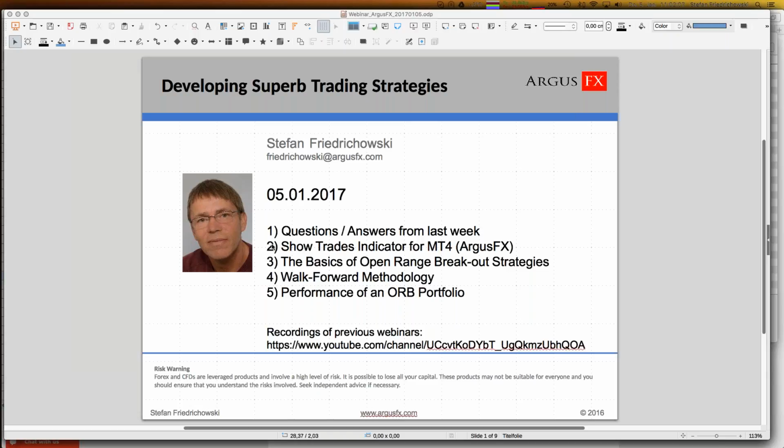Then I want to show you one indicator for the trading platform MT4. That kind of indicator might help you for your own trades. If you want to have that indicator, just send me an email and I will send it to you. I cannot upload the indicator here because the file format is not allowed. I can only upload PDF documents. But anyhow, it's a tool for MT4 and it helps you for your own trades.